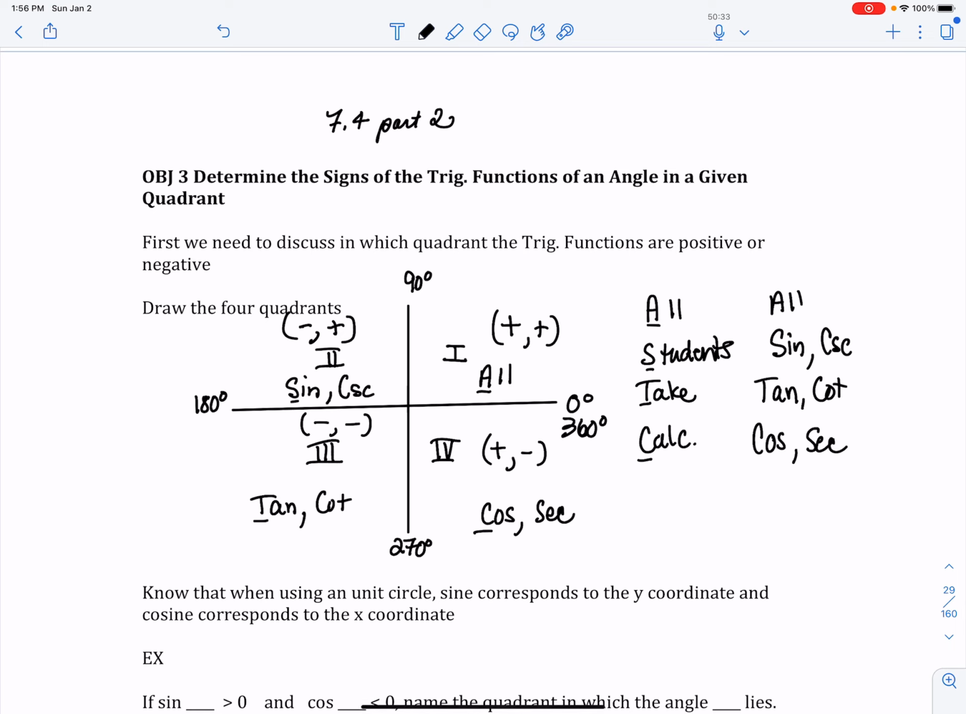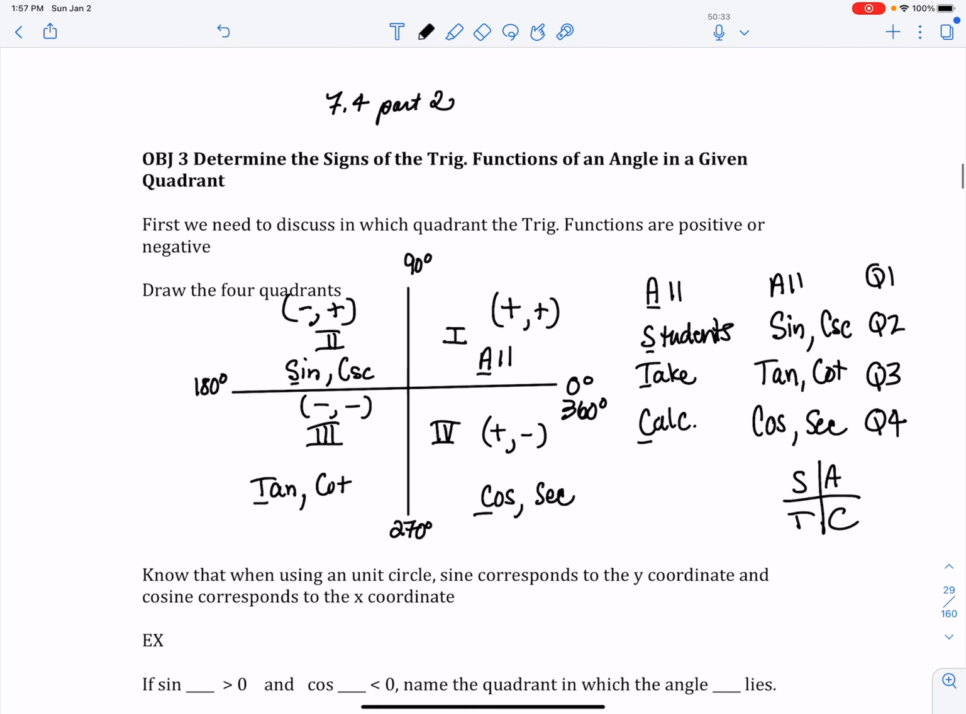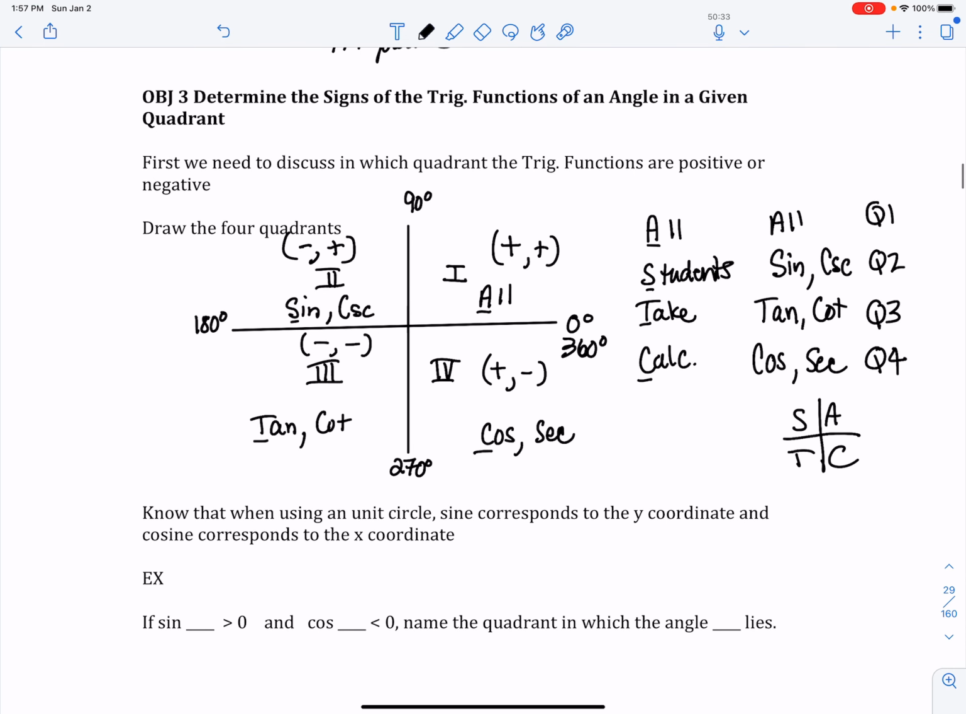So all students take calc. A stands for all, S stands for sine, T stands for tangent, and C stands for cosine. And this wraps around the unit circle. So quad 1, quad 2, quad 3, quad 4. You can even draw it out like this. All students take calc. Okay. So this is helpful when you're doing a unit circle. It's also helpful when you're trying to figure out what's positive where.